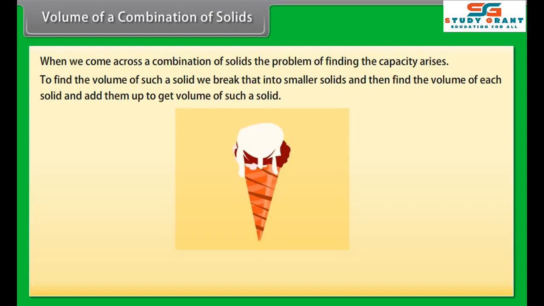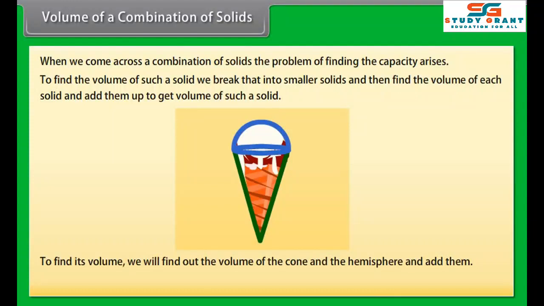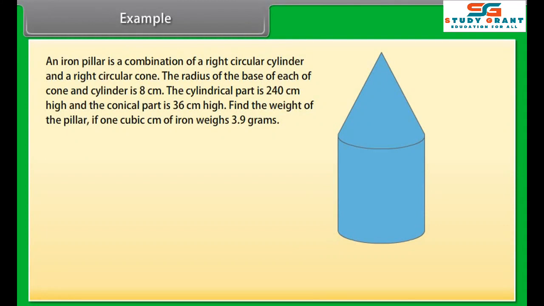Volume of a combination of solids. When we come across a combination of solids, the problem of finding the capacity arises. To find the volume of such a solid, we break it into smaller solids, find the volume of each solid, and add them up to get the volume of the solid.